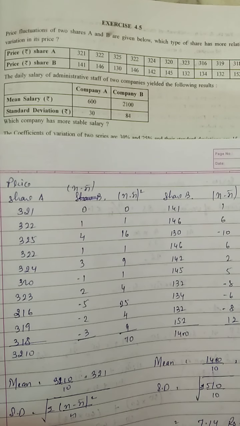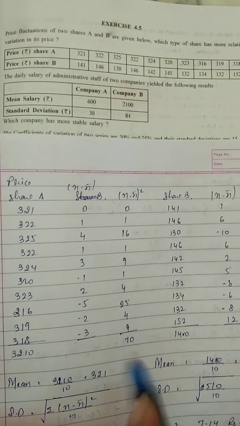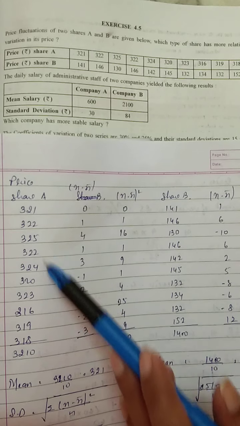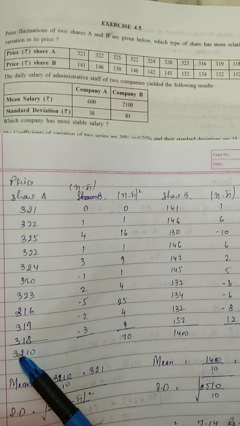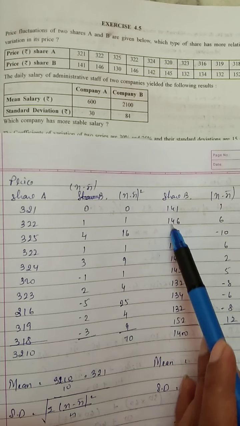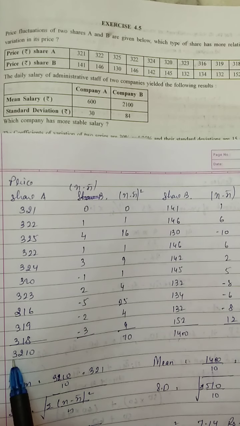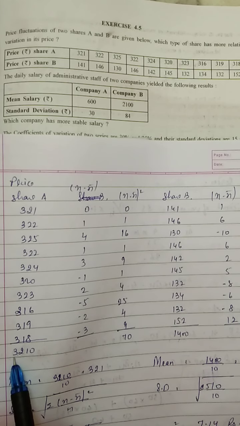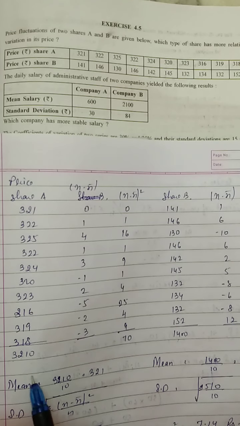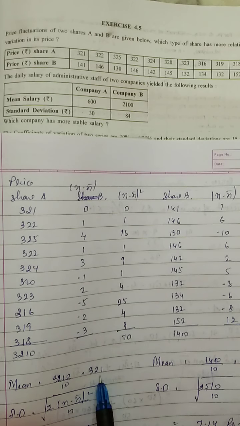So here students, first of all we will calculate for share A. I have taken the prices of share A, and after writing all the observations we are supposed to find its mean. Same for share B. So here students, the total of share A is 3210 and of share B is 1400, and the total number of observations is 10. So we will divide by 10 and we will get the value of mean.